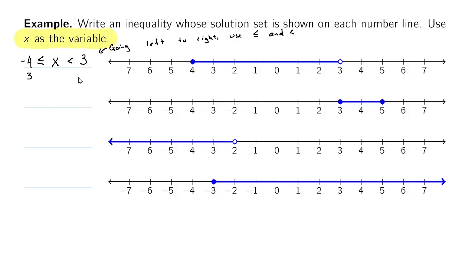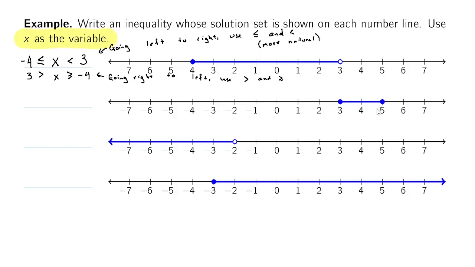I could put the 3 first, then the x, then the -4. If I'm going right to left, the inequality symbols I'm going to use are going to be greater than. Right, so 3 is not allowed as a solution, -4 is. If I'm going right to left, I'll use greater than and greater than or equal to. In general, at least if we're working in English where we read left to right, it's just more natural to go left to right. So if I'm writing down one of these between inequalities from a number line, I'm going to go left to right and use less than symbols.